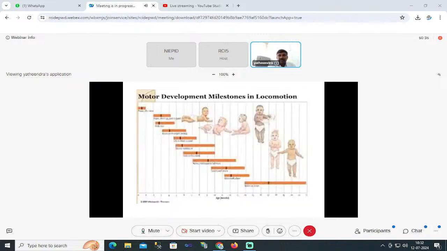So that's what I am mentioning in the pictorial representation. We can see the child neck holding, rolling, sitting, standing with support, independent standing, and walking. There can be overlapping of ages, but these will be the major ones.